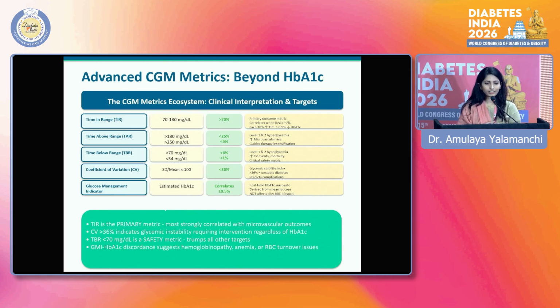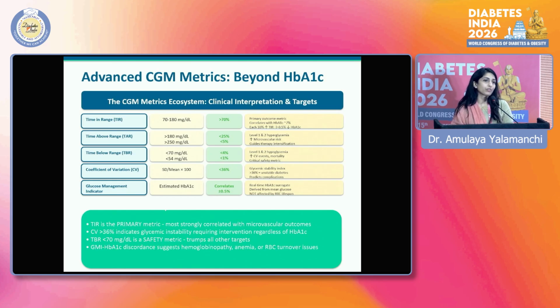The other metrics are time above range: above 180 should be less than 25%, and above 250 should be less than 5%. This also guides therapy intensification. The other critical metric is the coefficient of variation, which determines glucose stability or instability. A CV of more than 36 indicates glycemic instability, and it requires intervention regardless of what the HbA1c is.